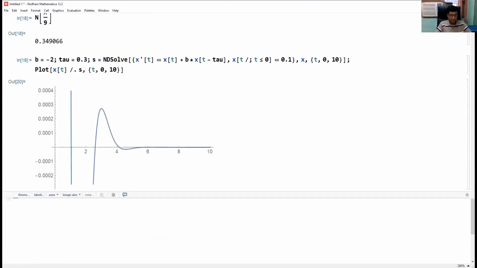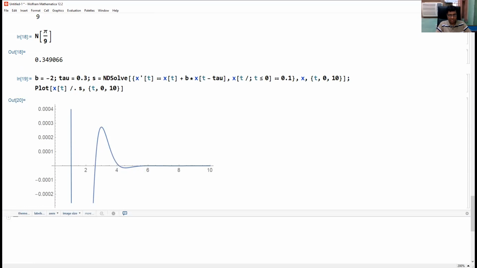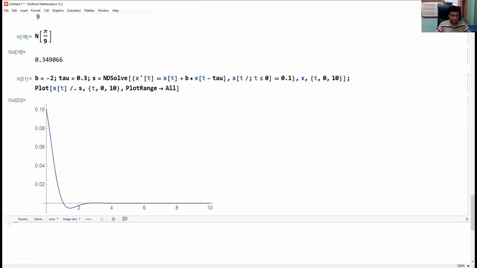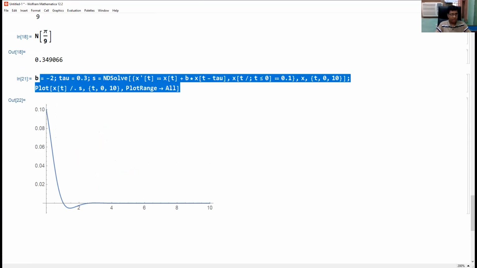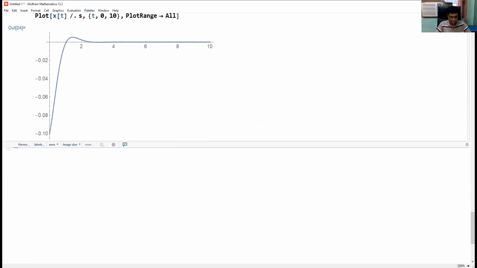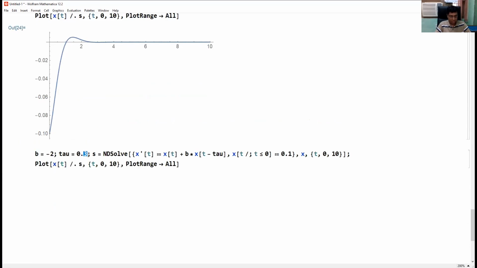So initially it is oscillating and then it is becoming stable. We can use here plot range all. So it is getting stabilized. Now we may change initial condition, we may change tau, between 0 and 0.349. Let me take some negative initial condition and check. So again, stability. Now, if tau is say 0.1, stable.